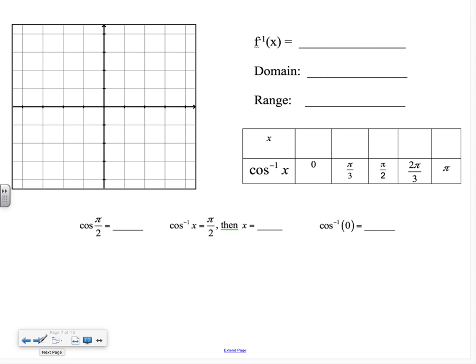So the cosine of pi over 2 is what? Let's get this in our brain. What's cosine of pi over 2? 0. So guess what? If the inverse cosine of x is pi over 2, then x is what? 0, right? Because the inverse cosine of 0 is pi over 2. We're working the opposite way, okay?